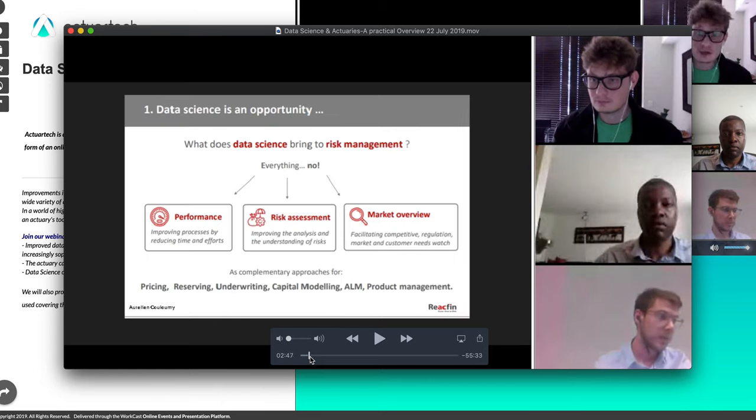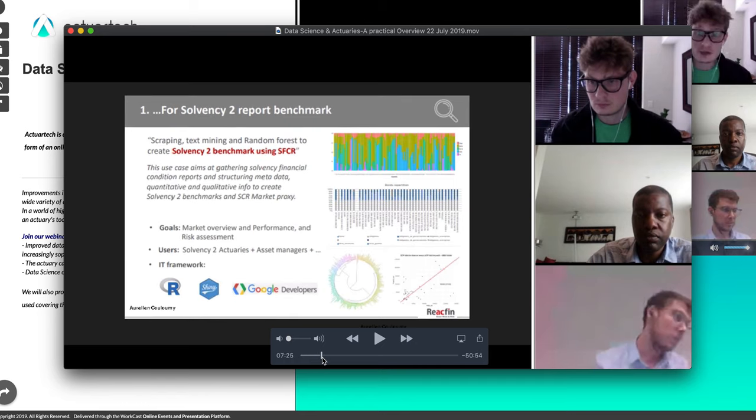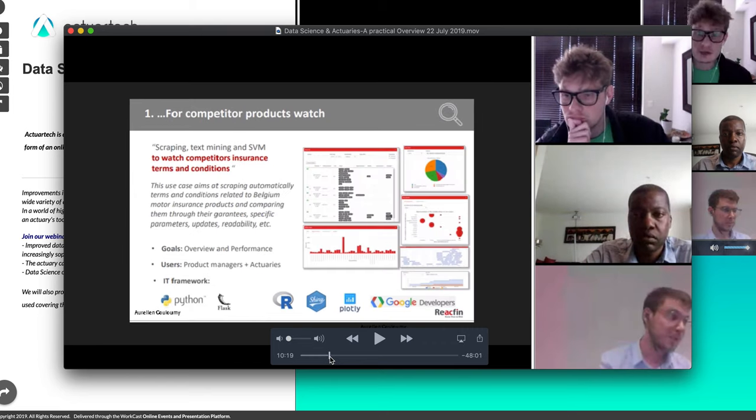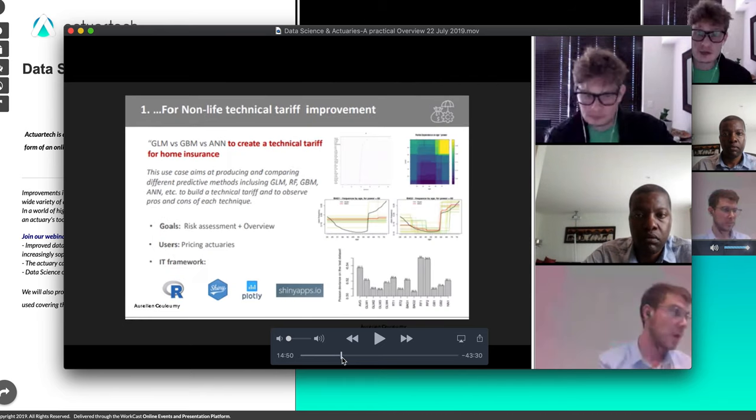And he spoke about how data science can be used in a whole wide range of actuarial fields. You know, things from risk management, claim cost management, Solvency II reporting. I think there was even life insurance calculation, and how you can use it to see what your competitors are doing with their products. There was also reinsurance treaty analysis and a whole bunch more.